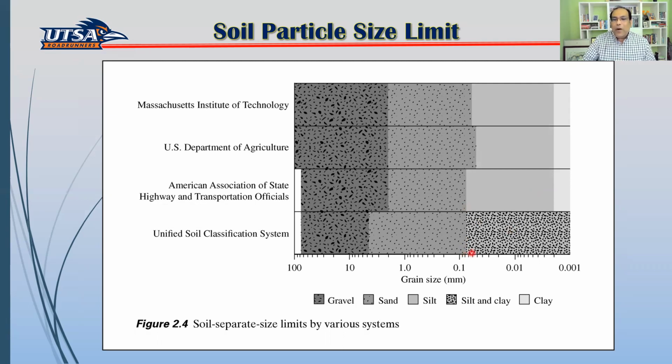And again, from 0.075 millimeter to 4.75 millimeter, that's basically your sand for USCS method. And anything bigger than 4.75 millimeter to 76 millimeter, that's your gravel.